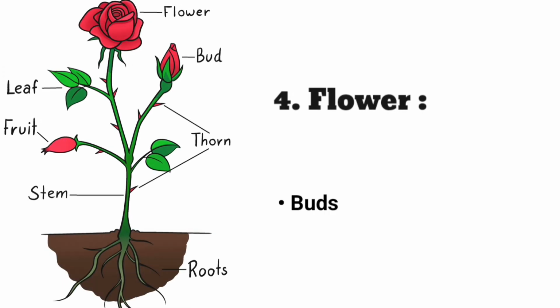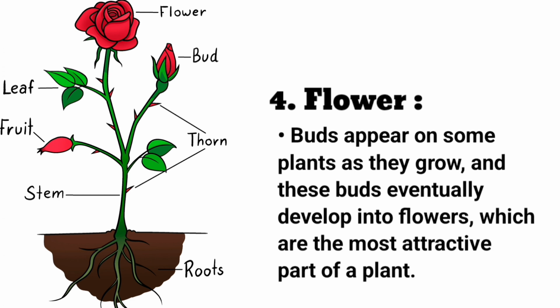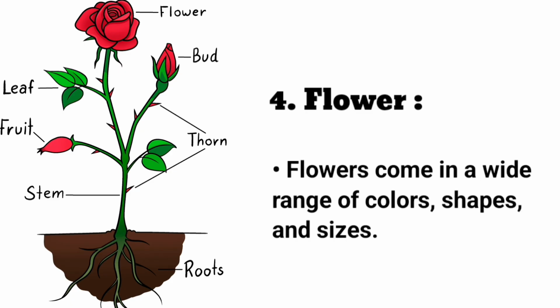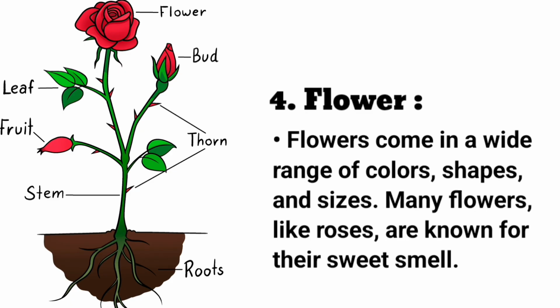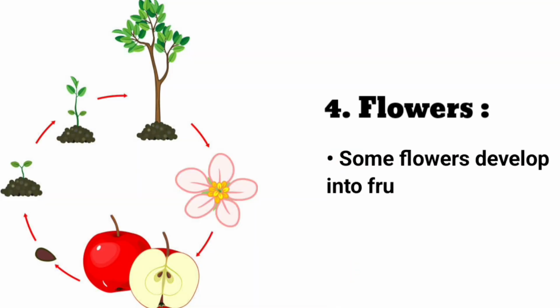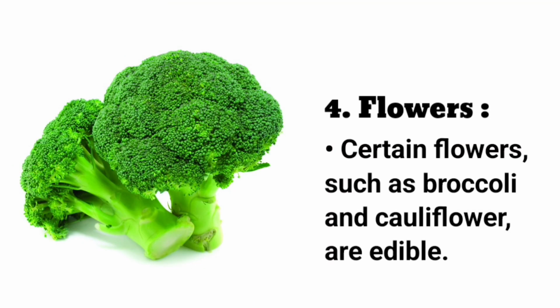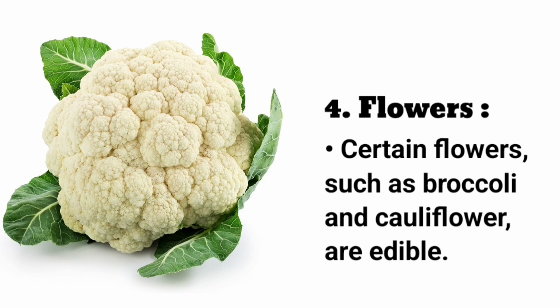Next, flower. Buds appear on some plants as they grow, and these buds eventually develop into flowers, which are the most attractive part of a plant. Flowers come in a wide range of colors, shapes and sizes. Many flowers, like roses, are known for their sweet smell. Some flowers develop into fruits. Certain flowers, such as broccoli and cauliflower, are edible.